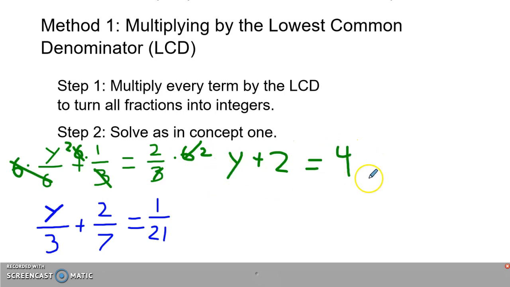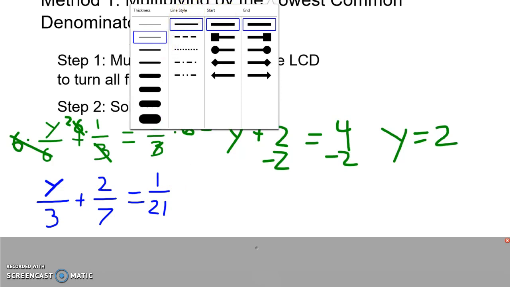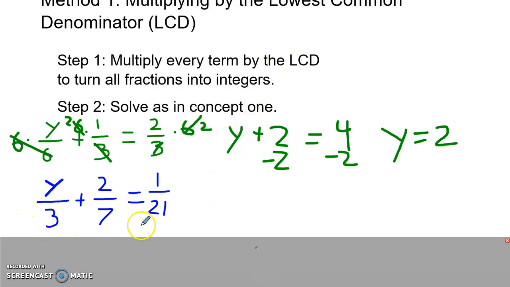And now I've gotten rid of all my fractions. It should be a very easy problem to solve. So subtract 2, y equals 4 minus 2 is 2. All right, so for the next problem, we're going to do another example of that. This one just has a little bit more complicated denominators on the fractions, but it should work the same way.